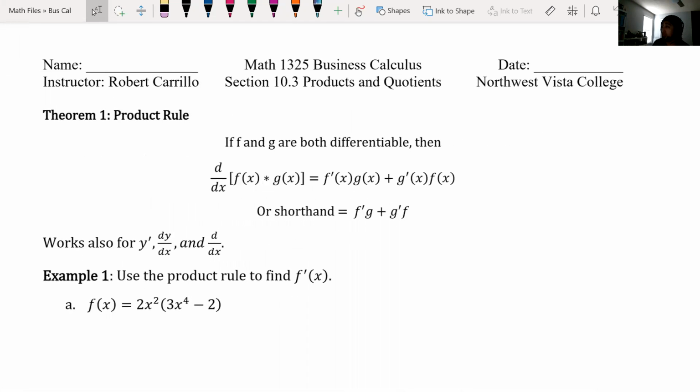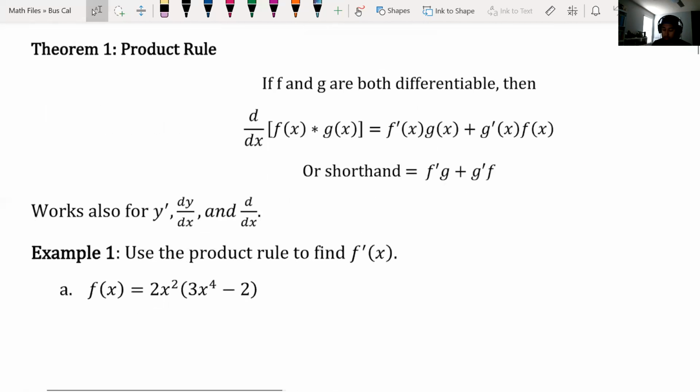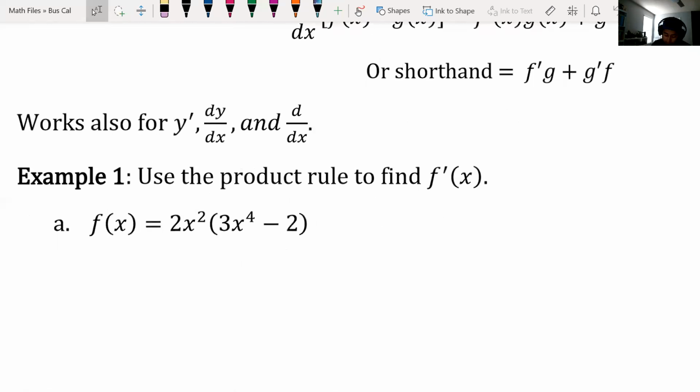If f and g are both differentiable, then the derivative of f of x times g of x is given as the formula f prime of x times g of x plus g prime of x times f of x, or to keep it really simple, f prime g plus g prime f. And this works for all derivative notations: y prime, dy over dx, d over dx. So I will show you how to use the product rule.